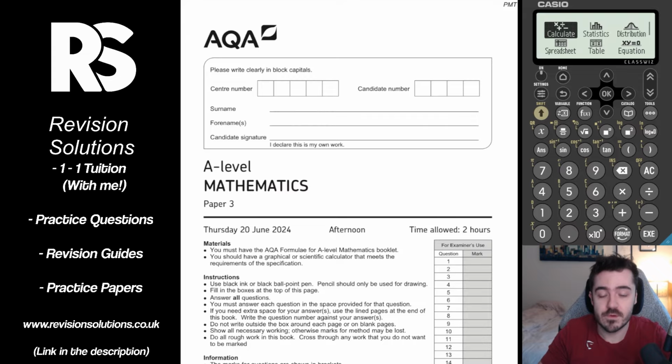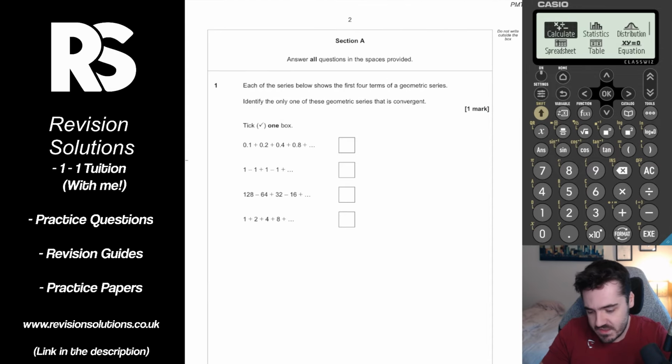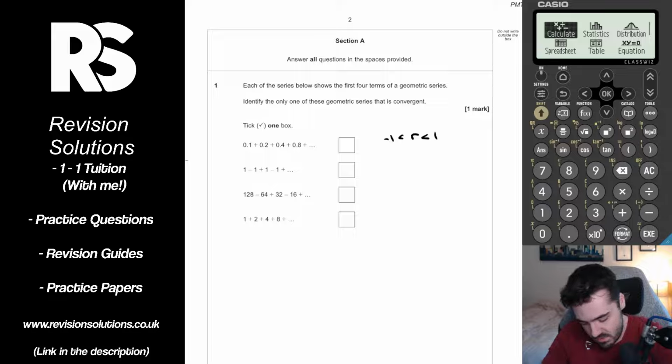Okay, so here we are at the front of the paper. Question 1 says, each of the series below shows the first four terms of a geometric series. Identify the only one of these geometric series that is convergent. So for a geometric series to be convergent, the common ratio has to be between -1 and 1. And in the third option, the common ratio is a half. So that would be that option.